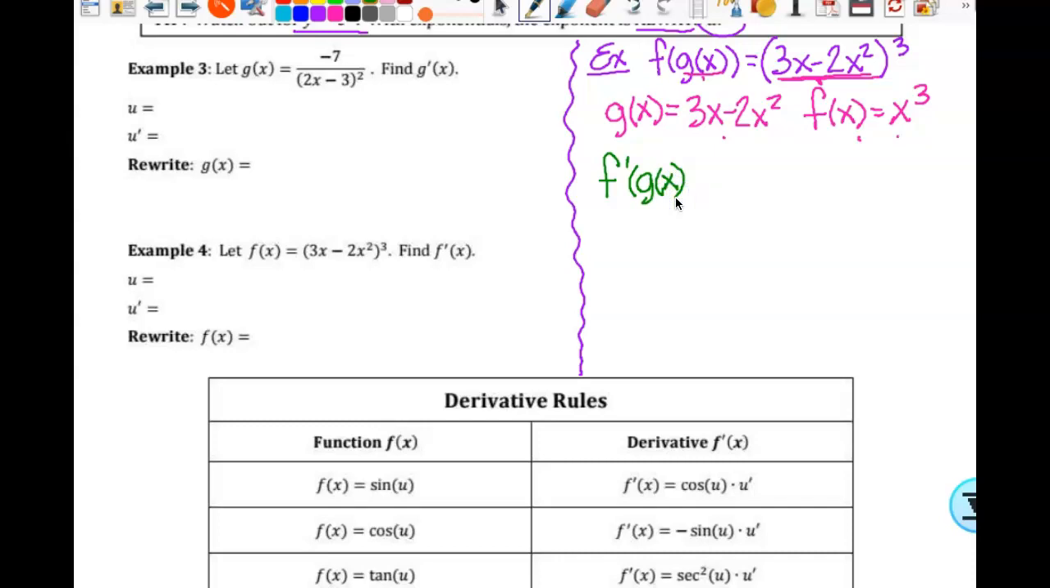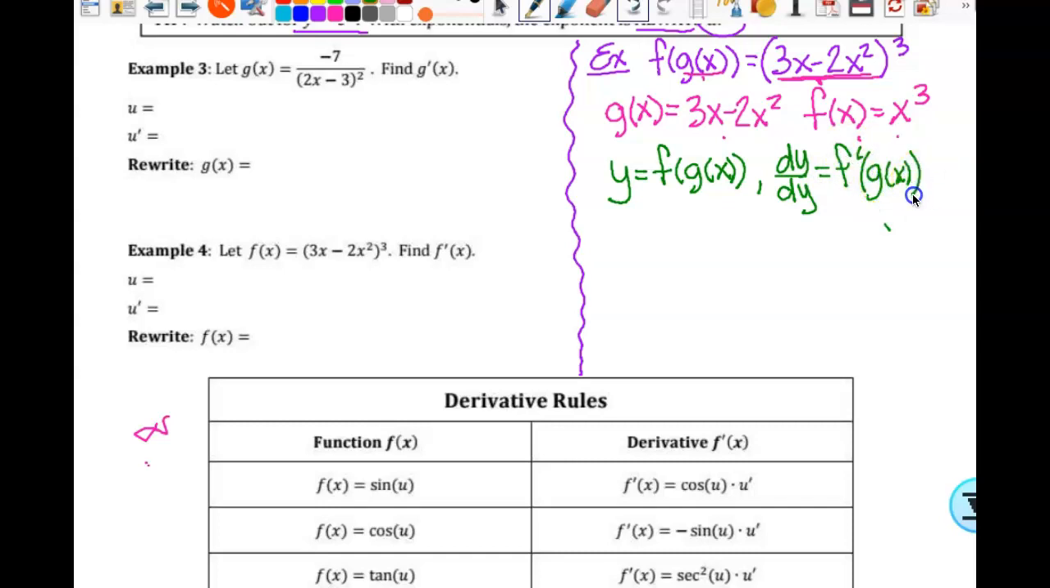If I say that, let me say that differently. That's why we revisited the y and stuff. If I have y equals f of g of x, then dy/dx equals, and this is the rule, you take the derivative of the outside, f prime of g of x, and you multiply it by the derivative of the inside, which is just going to be g prime of x.